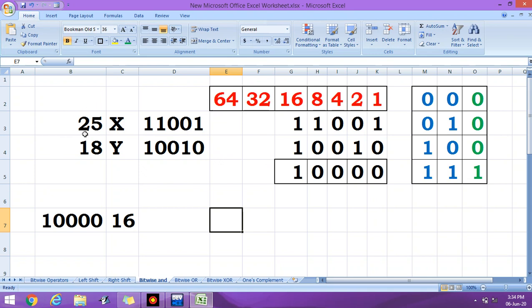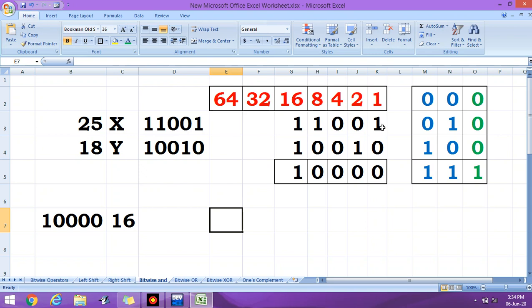Suppose the first value is 25 and the corresponding binary value is 11001, and the second value is entered by the user, suppose 18, which is 10010. You can enter any value and you can calculate according to your choice, no problem.